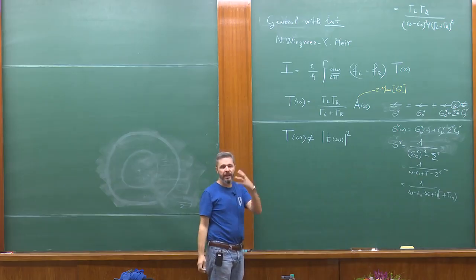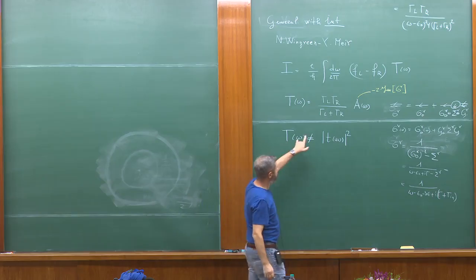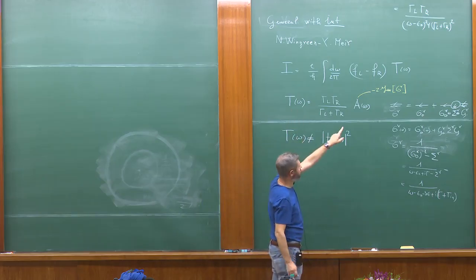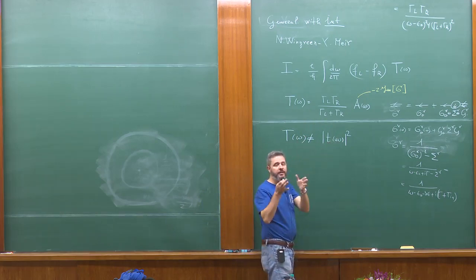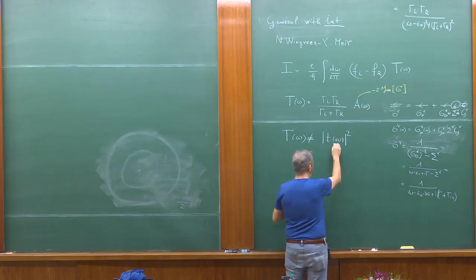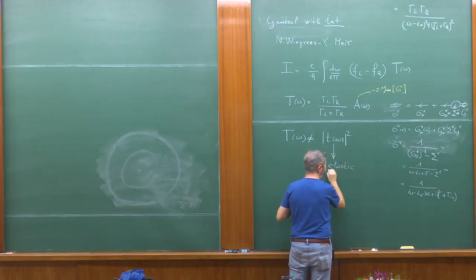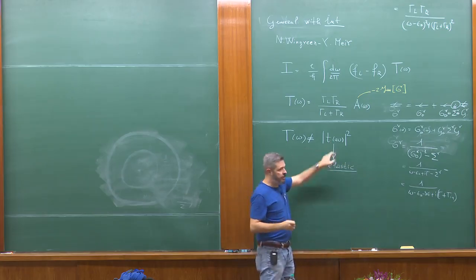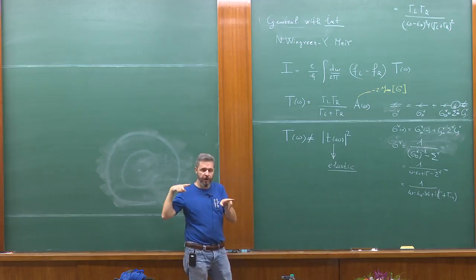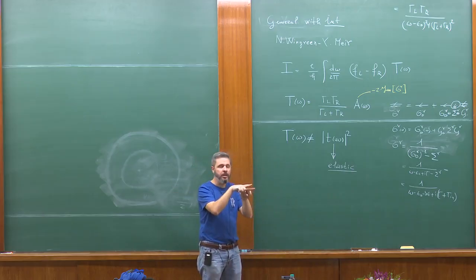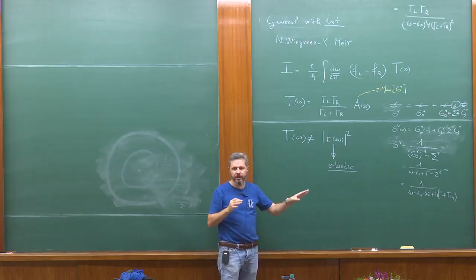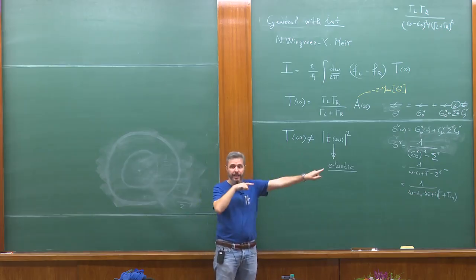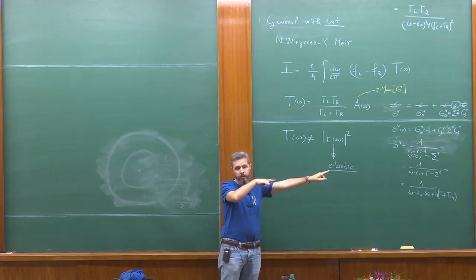In other words, if you have inelastic processes, then the T of omega that enters the formula for the conductivity is not equal to the absolute value squared of little t of omega. Why is it so? The reason is that this is actually only the elastic component of scattering. What this is telling you is the amplitude for a particle incoming at a certain energy not to get out on the left, whatever the state, it doesn't really matter, but to get out exactly with the same energy. So it's the elastic component of scattering.